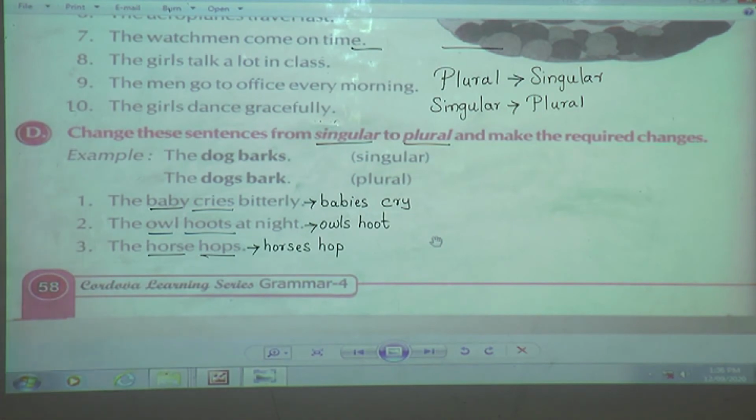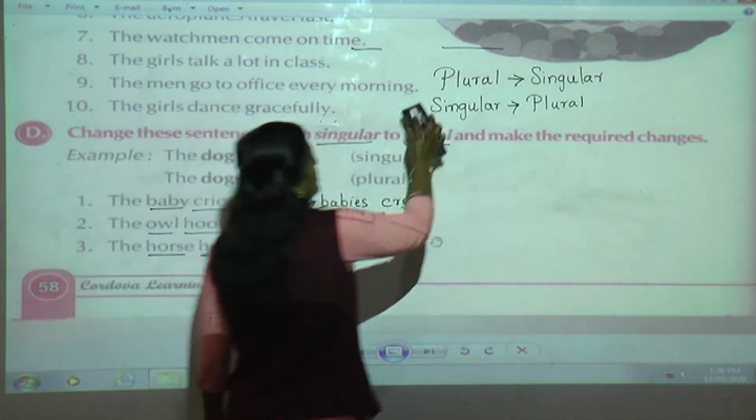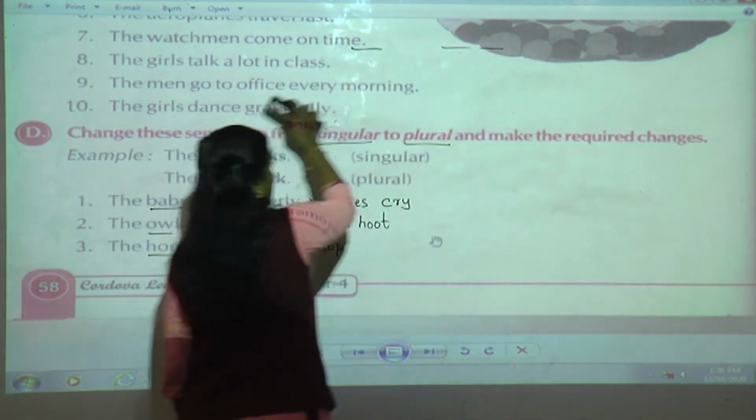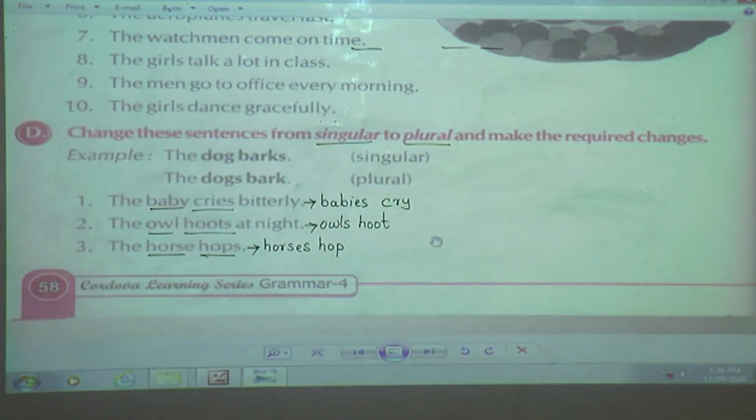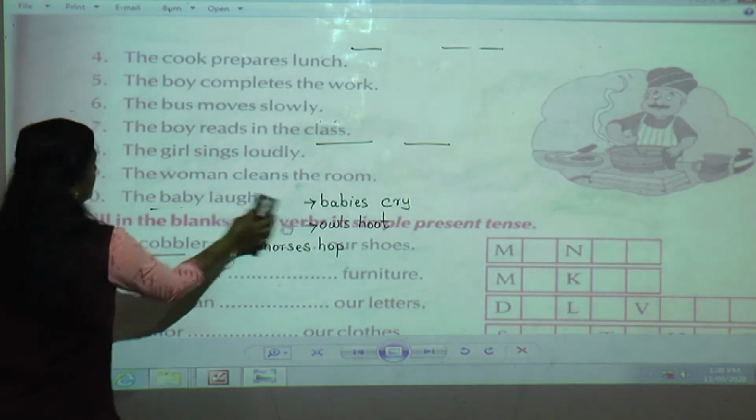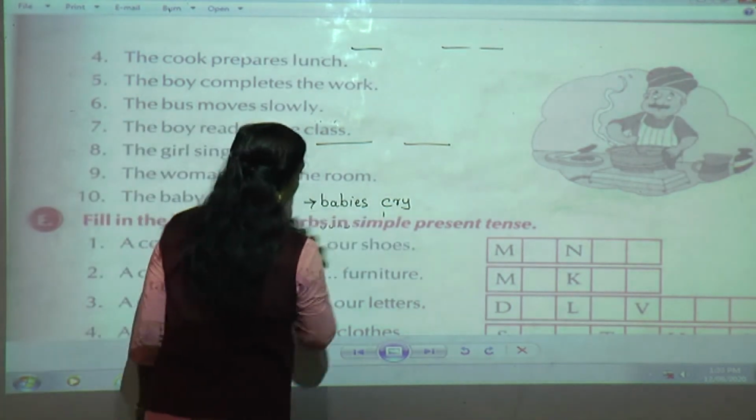Done. It is very simple. You only have to keep in mind whatever changes we have to make. We have done 3 examples. I will tell you 2 more, and then you have to do the homework. Okay, 4th one. Be ready for the 4th.